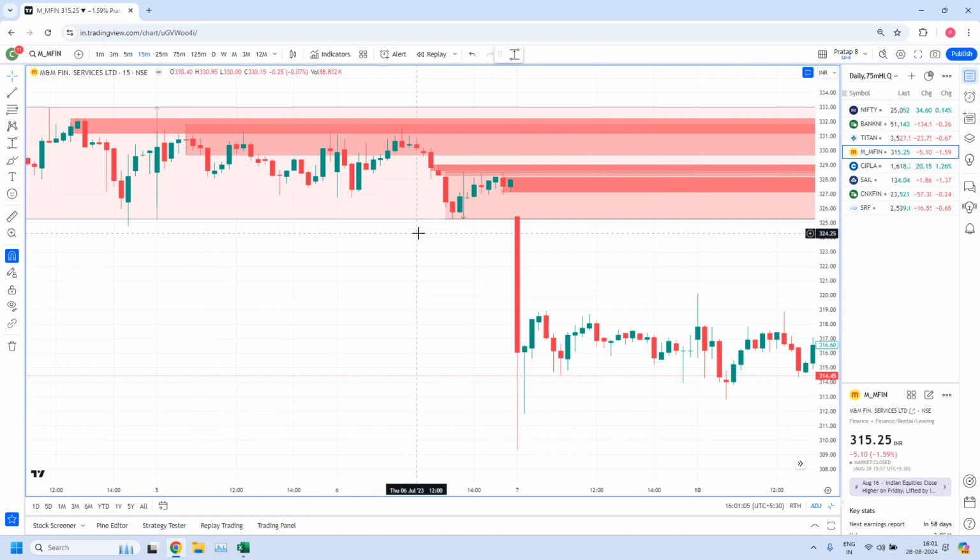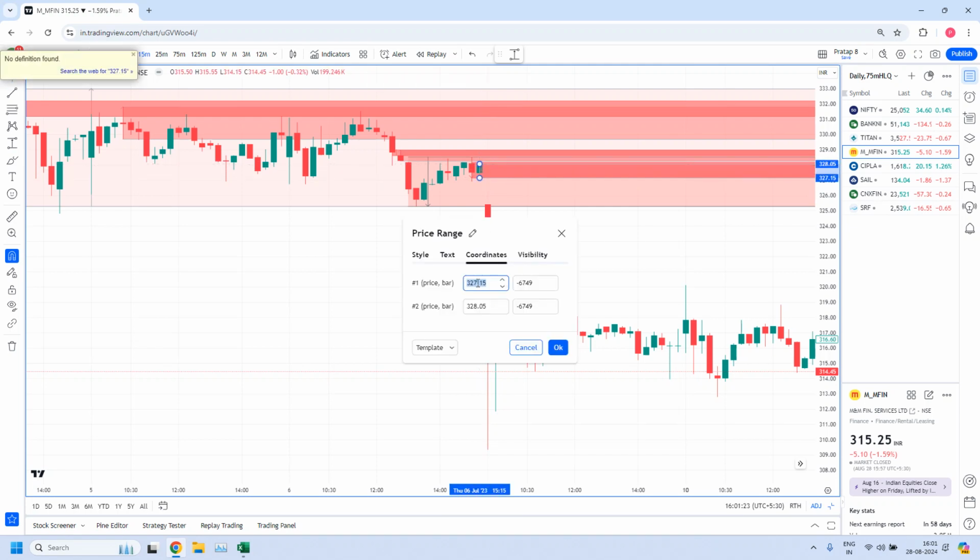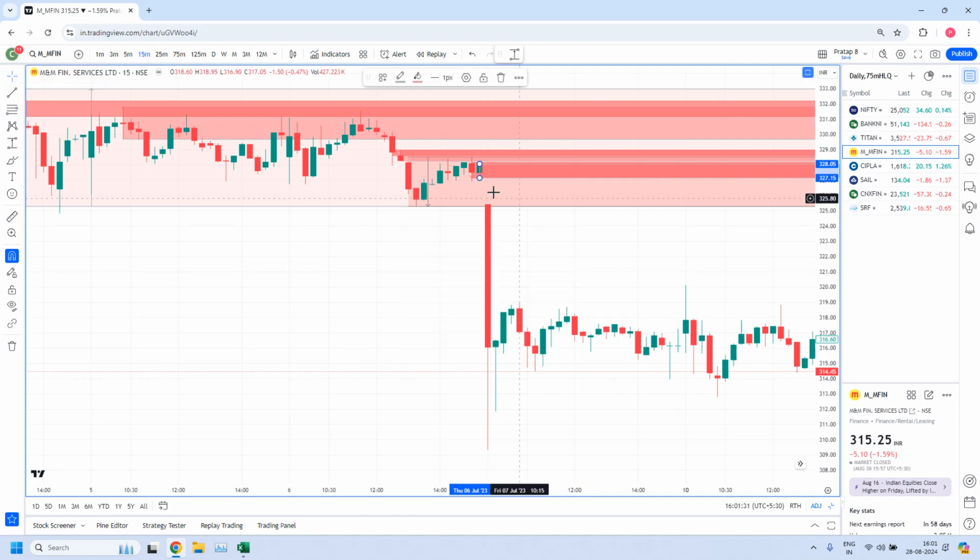Then 5 minutes, whatever the report I sent you in the Telegram group, using that we have identified the 5 minute zone. So whatever the zone high and zone low are there, exactly I have drawn a zone here with that zone high and zone low. Just how to draw? Just draw a zone, double click. In the coordinates you set the values. Whatever is there in the NeoStock report, 5 minute zones, you just set and click OK. Automatically the zone will be adjusted.